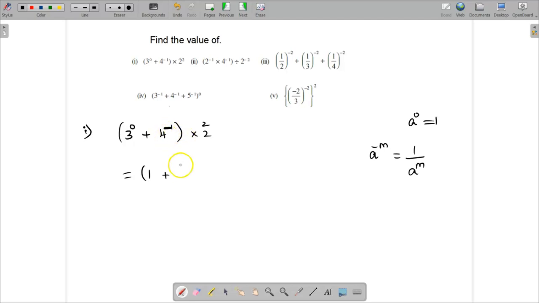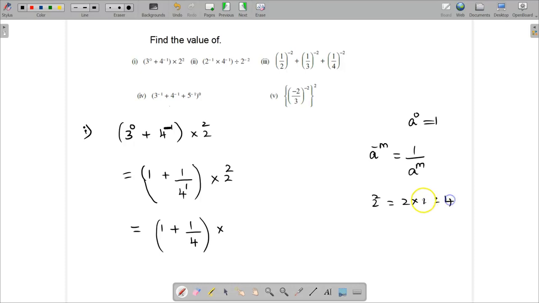There won't be any change in the base. So here this 4 power minus 1, when we take that term to the denominator as 1 by 4, minus 1 will become now plus 1. And then the overall bracket we have, and then this term is multiplied by 2 square. Then here it is 1 plus 1 by 4 power 1. 4 is repeated only one time, so we can just write it as 4, and then into 2 square. What is 2 square? 2 square is nothing but 2 into 2, which is 4. So either you can evaluate like this, or this 4 you can write as 2 square also.